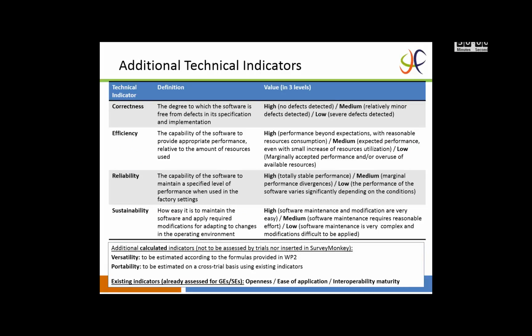The additional technical requirements I mentioned that are related to the specific enablers are correctness, if the software is free from defects, the efficiency, if it provided the appropriate performance, reliability, if it met specific performance requirements, and sustainability, how easy it has been to maintain the software.